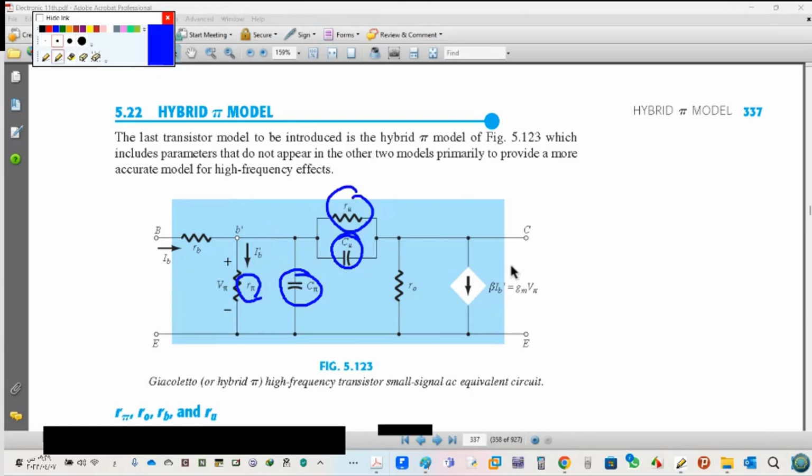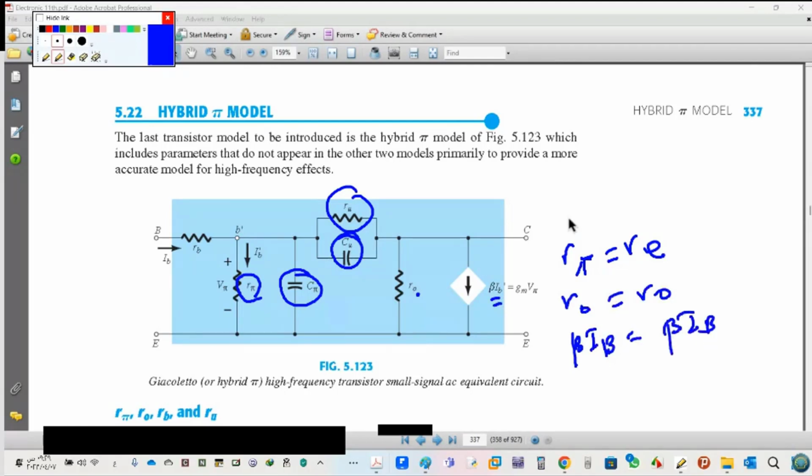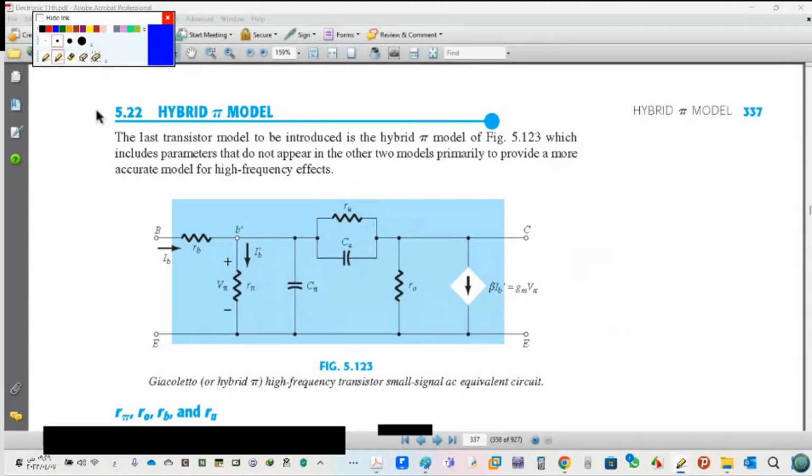r pi equals re in the re model. ro equals ro in the re model. Beta ib equals beta ib. This is the hybrid pi model, sorry, and this is the re model. So what is the difference? Let's check again if it's correct or not.